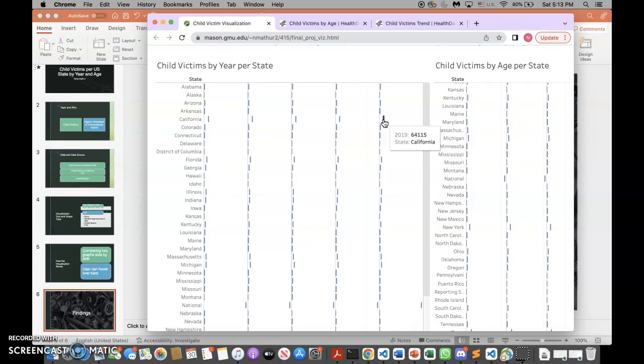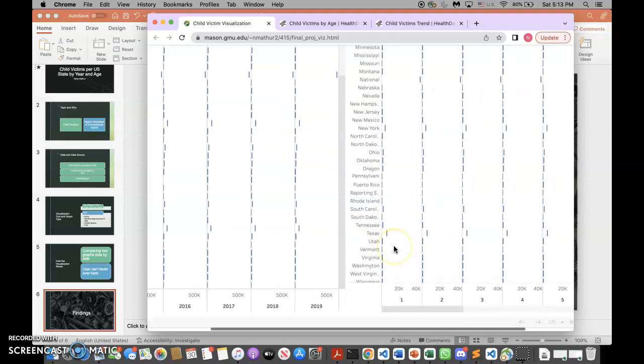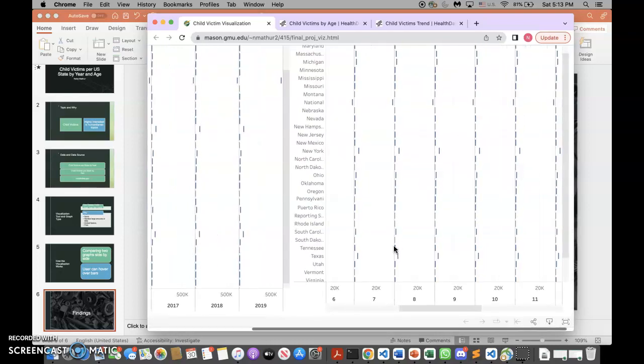And then as far as Vermont goes, in 2019, we have 851 child victims. And for Vermont, the population in 2019 was 623,989. And that makes the 2019 victims in Vermont 0.14% of the total population. And as far as the population goes, I did some extra research for that, but that's how I found those findings.